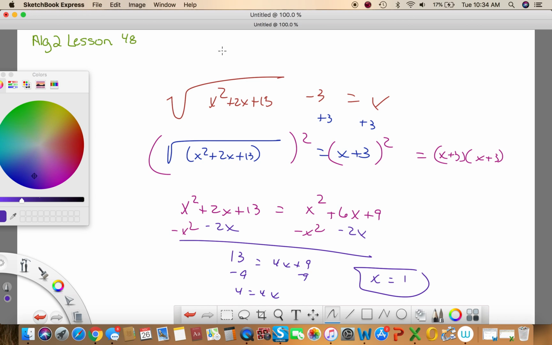So let's check it. Does the square root of 1 plus 2 plus 13, minus 3 equal 1? So that's 3, that's 17. Oh wait, 1 plus 2 plus 13, 16. So the square root of 16 minus 3 equals 1? No, so that means it's extraneous and there is no solution. All right, so because it doesn't work, oh, I'm sorry, that's 4 minus 3, which is 1. So it does work, because 1 does equal 1. I forgot, the square root of 16 is 4, minus 3 is 1, and that's my solution, x equals 1.